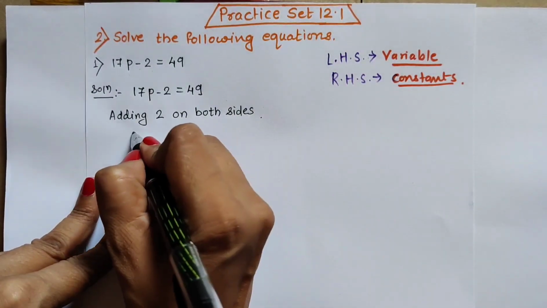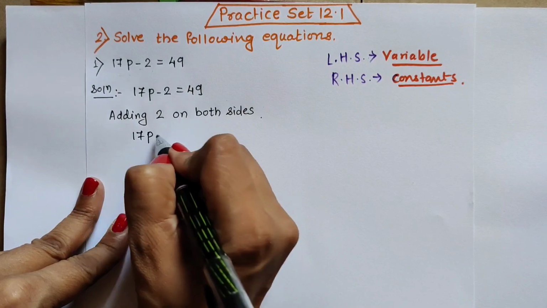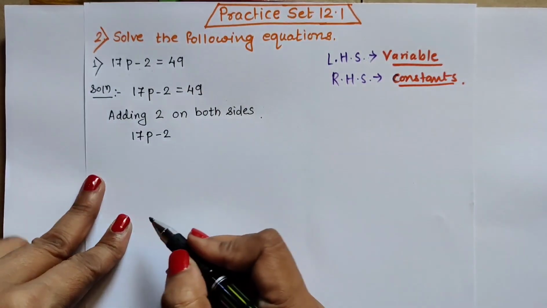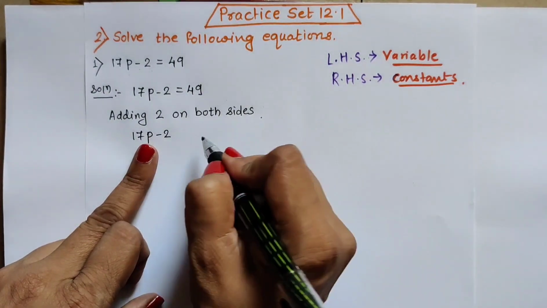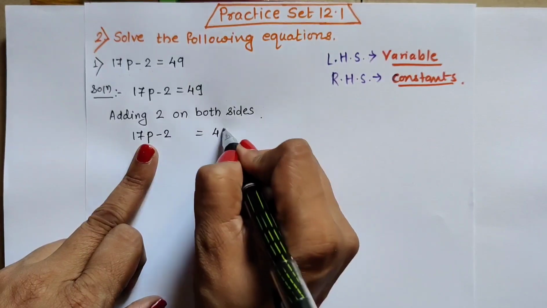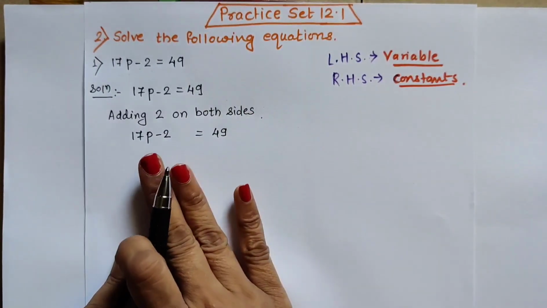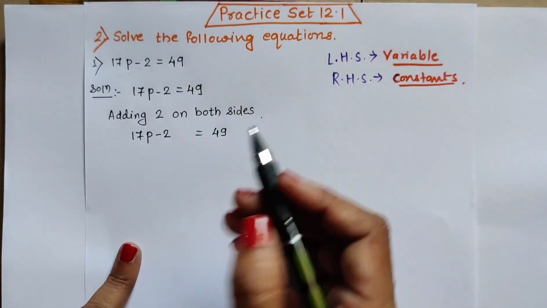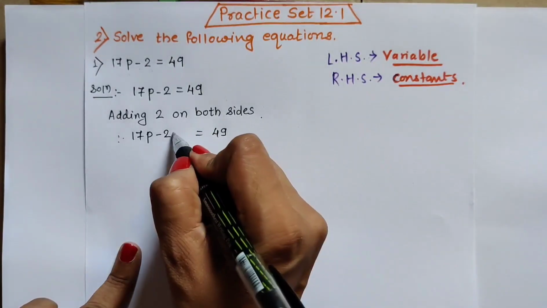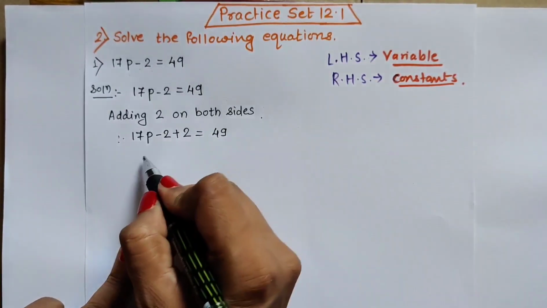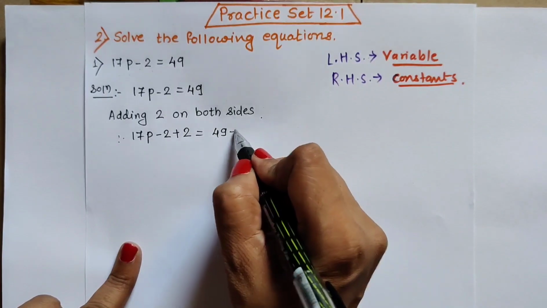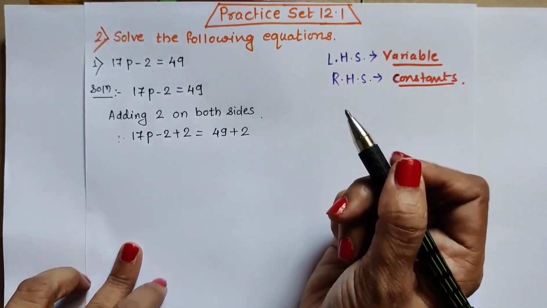So this will be 17p minus 2 is our left hand side, equal to 49 is our right hand side. What we have to do? We have to add 2 on both the sides. So I will be adding 2 on the left hand side also and adding 2 on the right hand side also.